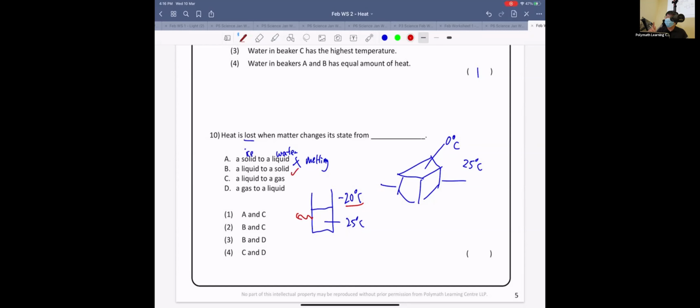That is how you check. Label all the temperatures. And then you ask yourself, heat flows from a hotter region to a cooler region, so does it gain heat or does it lose heat?